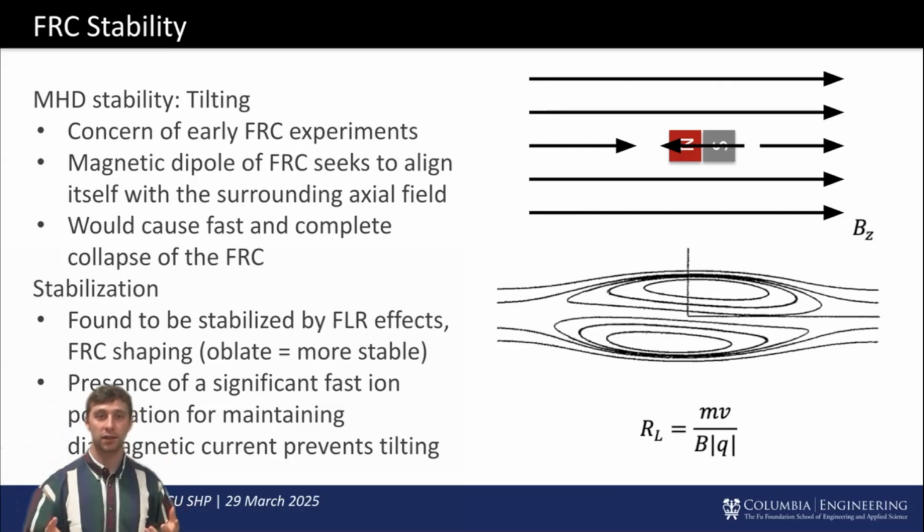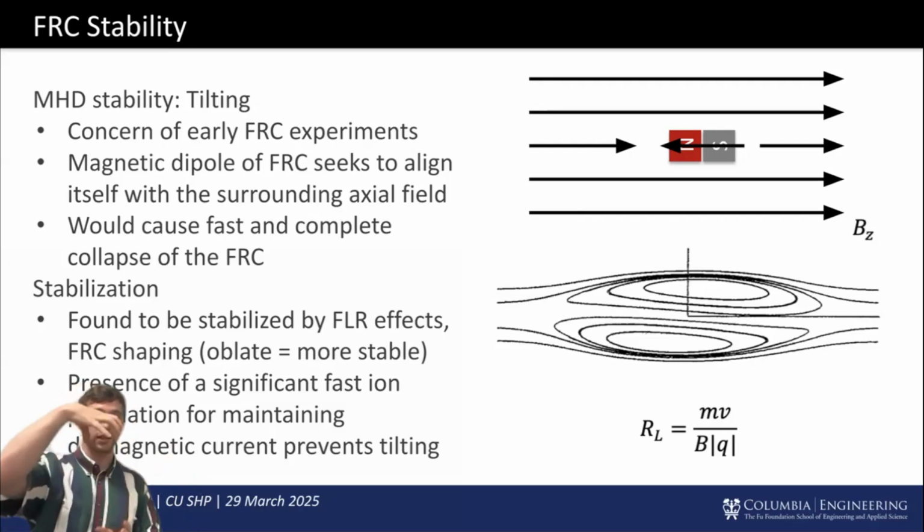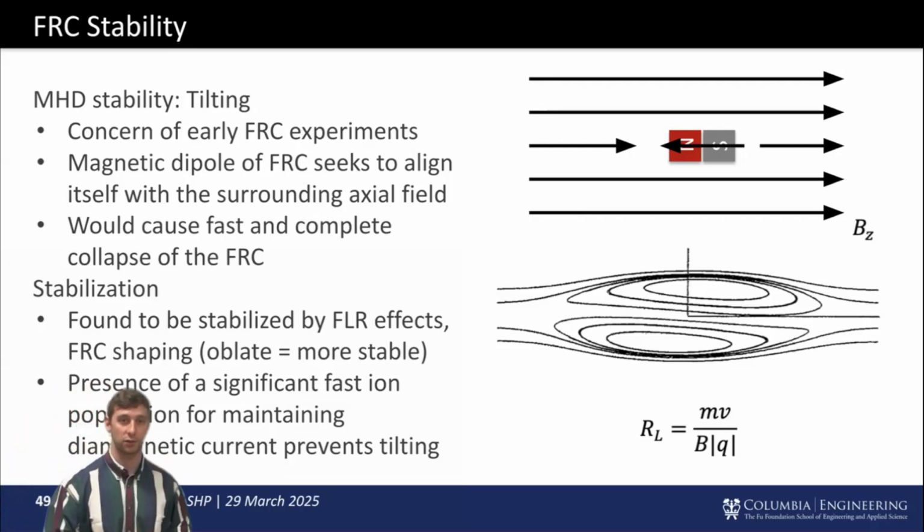And it can also be stabilized using different FRC shaping techniques. So if you make the FRC kind of wider, more oblate, that tends to stabilize the FRC compared to more prolate or compact FRCs, radially speaking. The presence of a significant cast ion population has also been found to be stabilizing towards this instability.